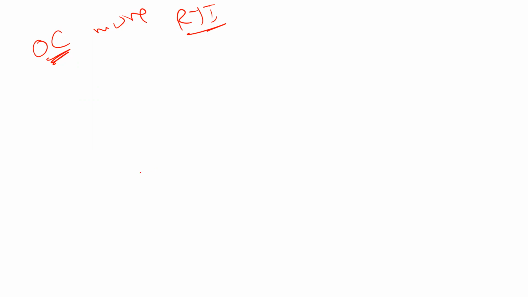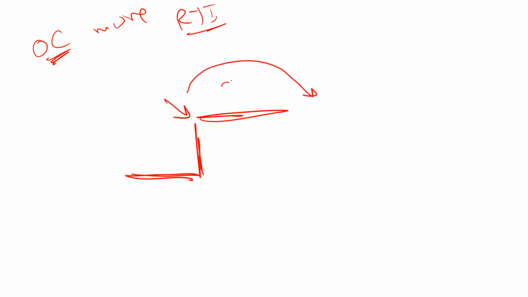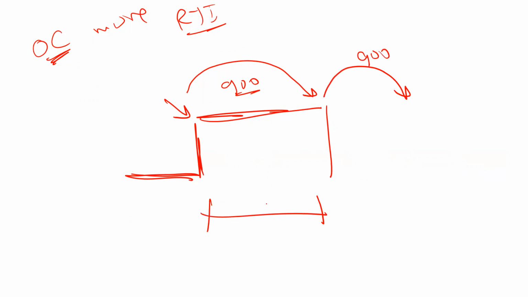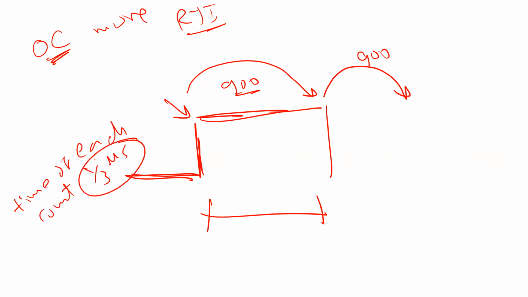Look here. For output compare, guys, we have an interrupt here, right? And then I'm going to say next interrupt, for example, after 900 counts. That means I can set the time by the number of counts, right? The timeout, can you set it in the number of counts? And if the time of each count is 1/3 microsecond, look how beautiful it is, okay?